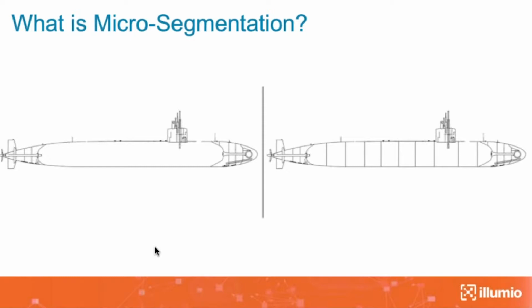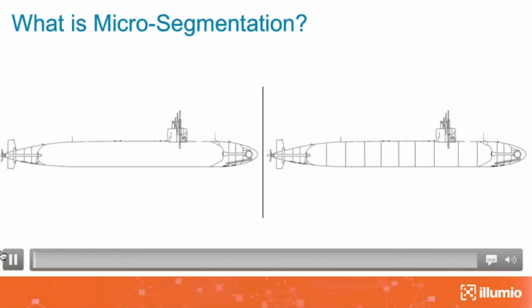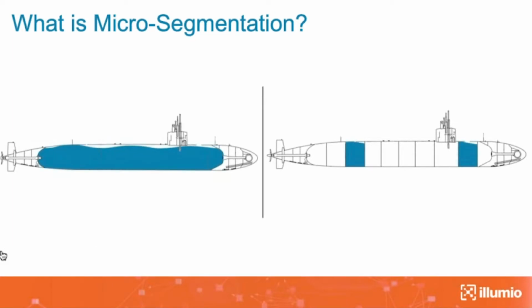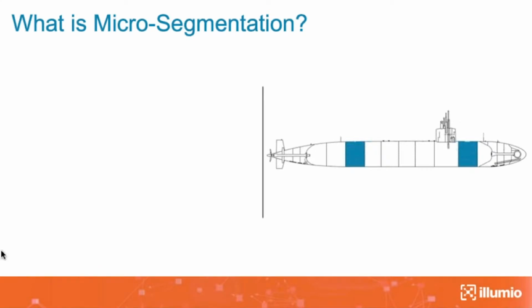If it's carrying ammunition and that explodes internally, the entire craft could sink. By comparison, the one on the right can potentially take on damage in any one portion of the craft without compromising the rest of it. Its attack surface for any given breach is greatly reduced. If it is breached, whether internally or externally, only one compartment is going to be damaged, and there's a greater likelihood that it will survive intact as a whole.